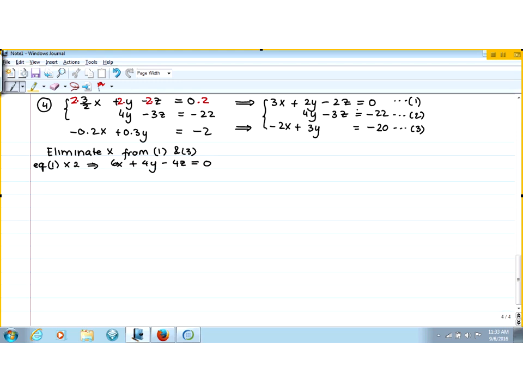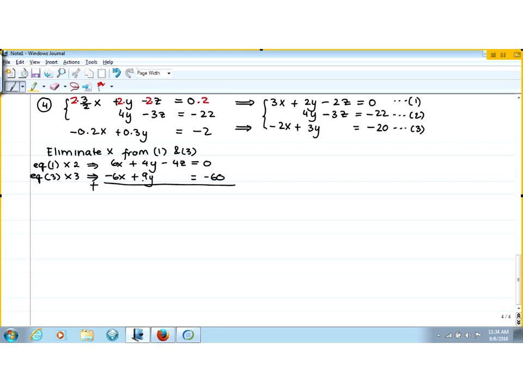So I'm multiplying each one of them by 2. How about equation 3? Times 3. So I'm going to do it really slowly. Negative 2 times 3 is negative 6x plus 9y equals negative 60.